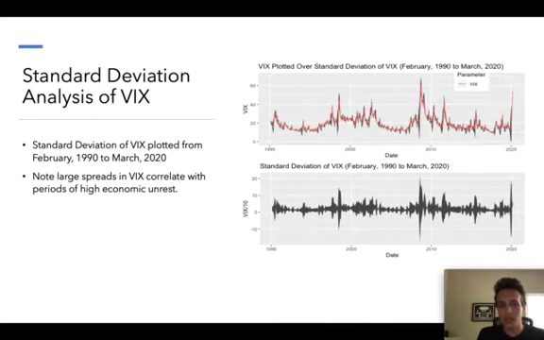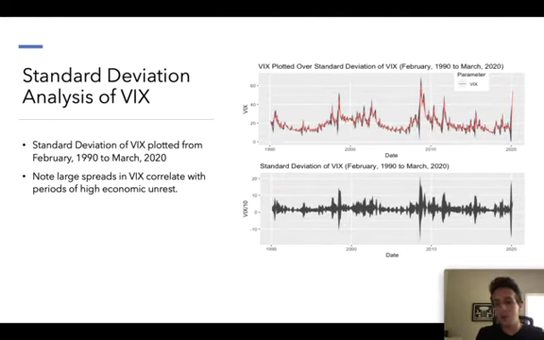Next, we're going to take a closer look at the VIX, and this is going to be our primary variable and the one that we're going to be analyzing most closely. The VIX standard deviation is plotted from 1990 to March 2020 on the bottom, and on the top, we see an overlay with the VIX value at that particular time.